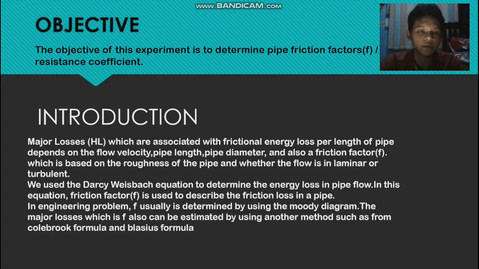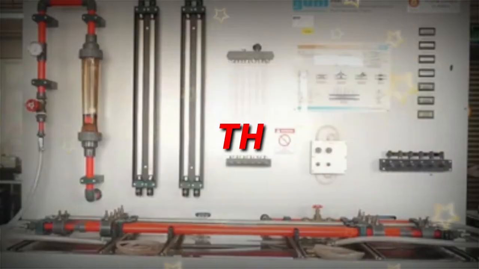We use the Darcy-Weisbach equation to determine the energy loss in a pipe flow. In this equation, friction factor is used to describe the friction loss in a pipe. In engineering problems, F is usually determined by using the Moody chart. The major losses, which is F, can also be estimated by using other methods such as the Colebrook formula and Blasius formula. Okay, that's all from me. I will pass to my friend.